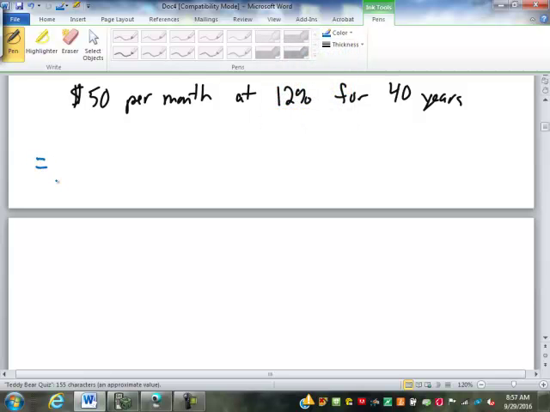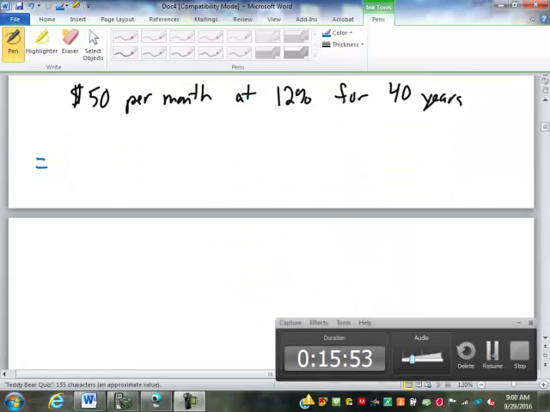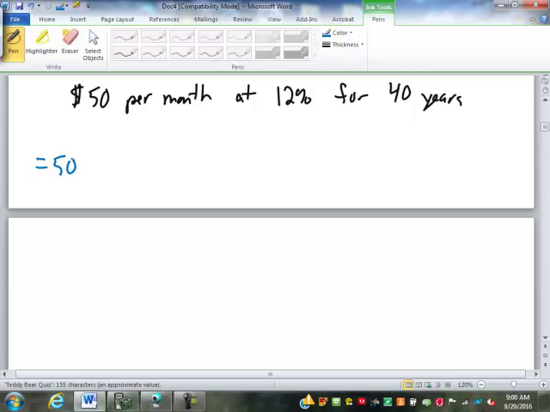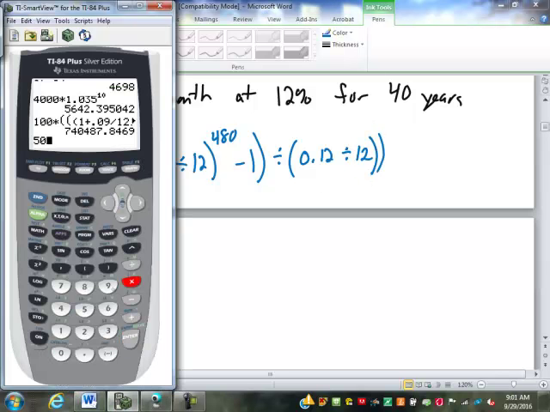So our balance is going to equal our payment times blah, blah, blah. Scroll back up to the formula for you here. See how you did? So it's $50 per month times 1, 2, 3, 1 plus 12% is 0.12 divided by 12 per month, close parentheses, to the power of 480, 12 months in a year times 40 years, minus 1, close, divided by open, 0.12 divided by 12, close and close. What did you guys come up with?